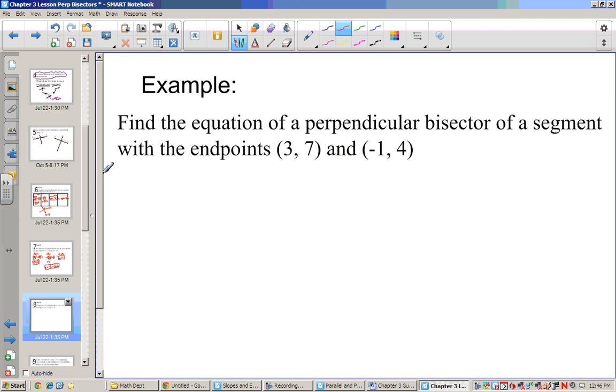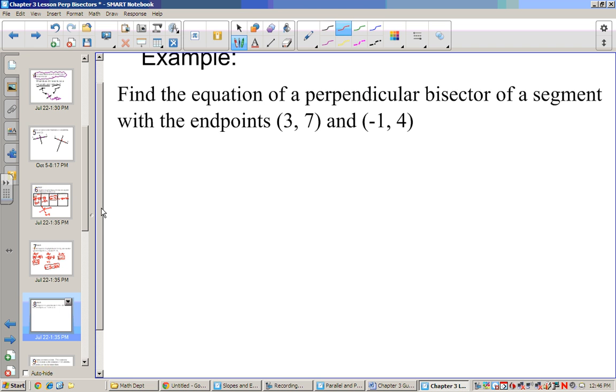Let's try another one. Hopefully after this one everyone will feel comfortable. Find the equation of a perpendicular bisector of a segment that has endpoints (3, 7) and (-1, 4). So we start off, I didn't really need to draw that, I guess. We're finding the midpoint.